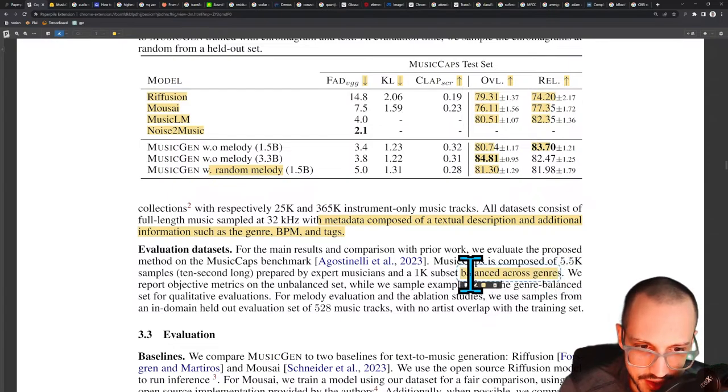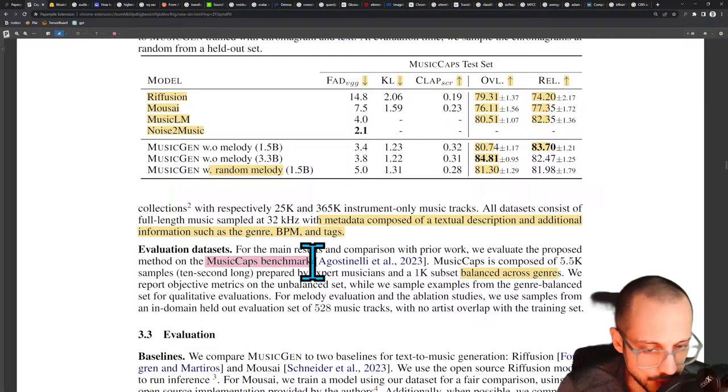So balanced there refers to the fact that generally when you're doing classification, which is probably what this original data set was designed for, you don't want a data set that has 90 images of dogs and then 10 images of cats. Ideally, you want a balanced data set, right? 50 images of dogs, 50 images of cats. So I don't know this data set, the MusicCaps benchmark, but I assume it was probably created for some kind of classification task, at which point they probably balanced it across those different music genres.